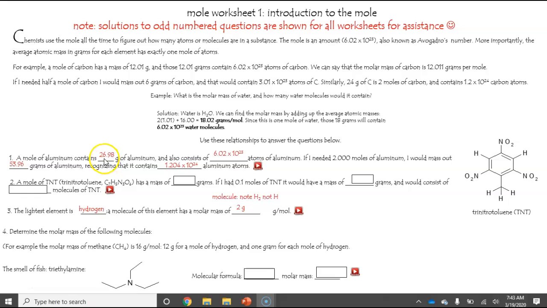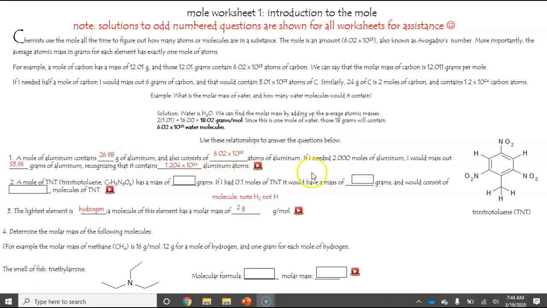The answer is 26.98 because that is its molar mass. Just go to a periodic table and find the number for aluminum, atomic number 13, but that's its atomic number. Its molar mass is the one with the decimal places. That means a mole of it weighs exactly that much. How many atoms are there in a mole? Well, a mole is just a number, and that is the number. If you have that many grams, you have that many atoms.